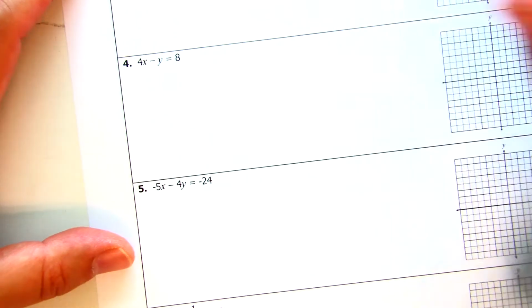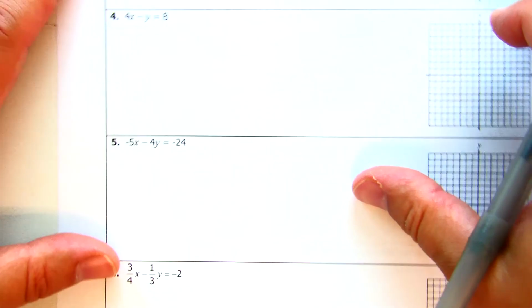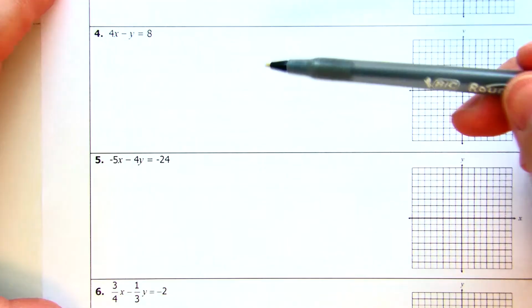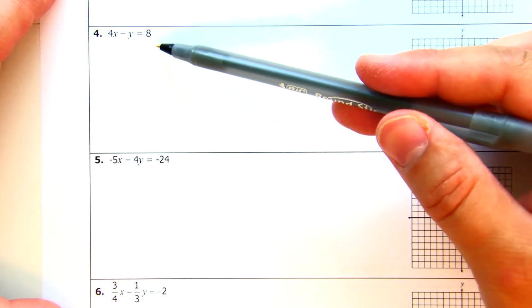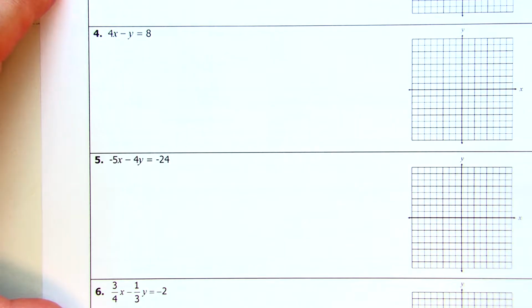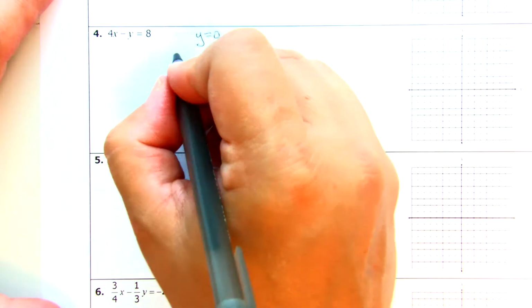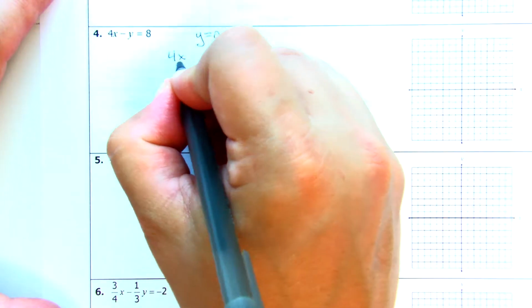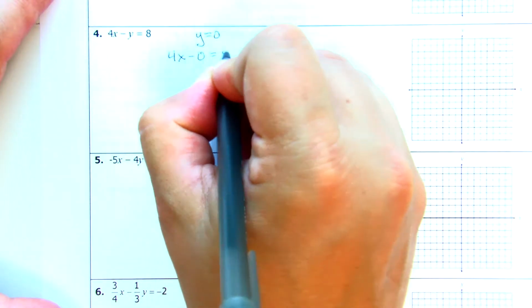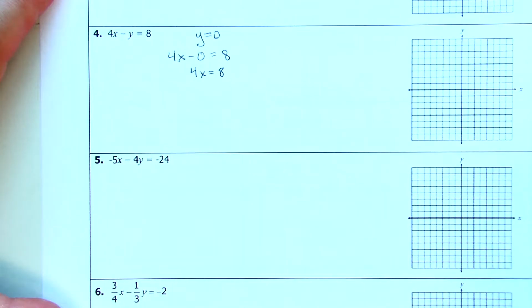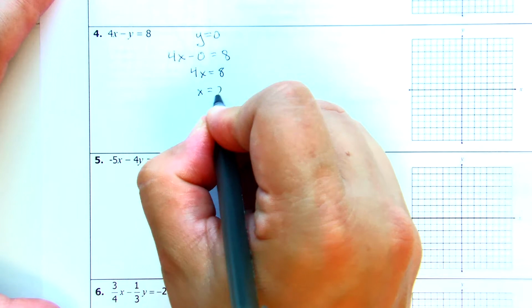Now, another case where this is actually, I think, more useful and is a good alternative way to do it is when you have a function or an equation in standard form, or not in slope-intercept form. Then finding the Y and X intercepts can be a little bit easier. So let's do the same thing we did here with number 4. We'll start with setting Y equal to 0. So I've got 4X minus 0 equals 8. So 4X equals 8, and X equals 2.